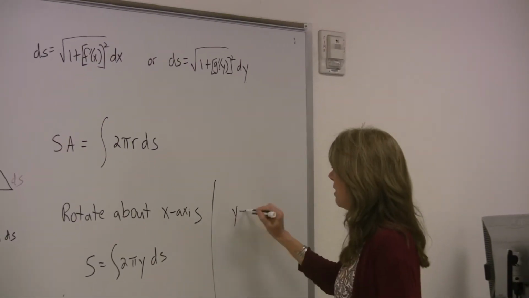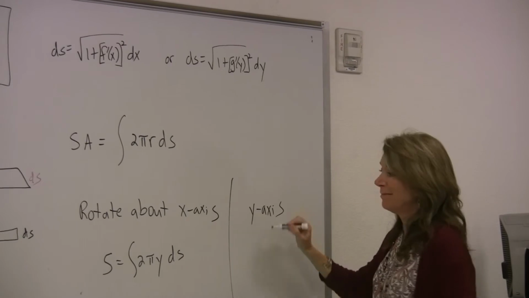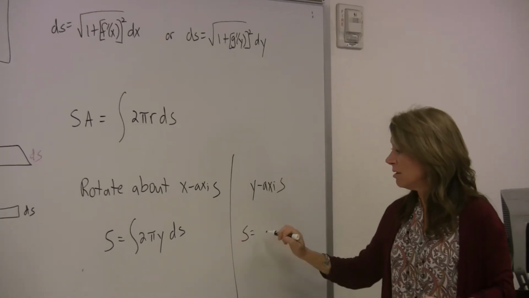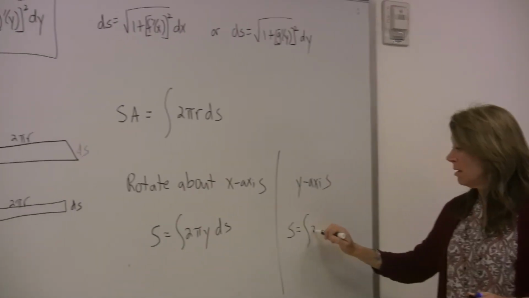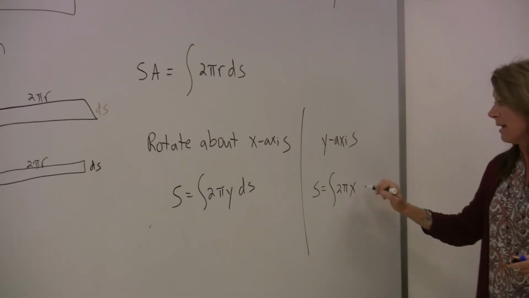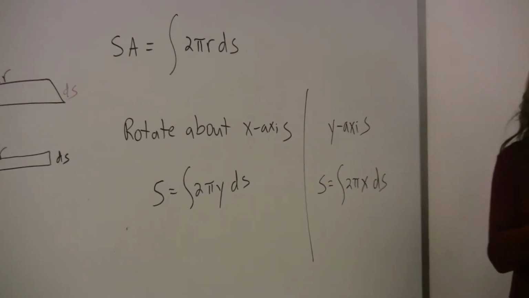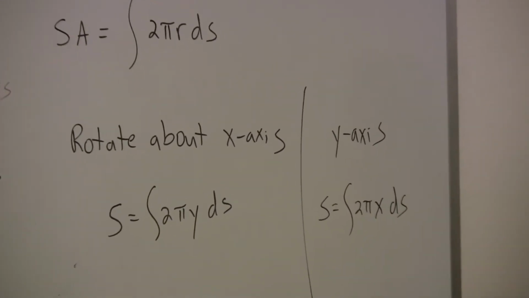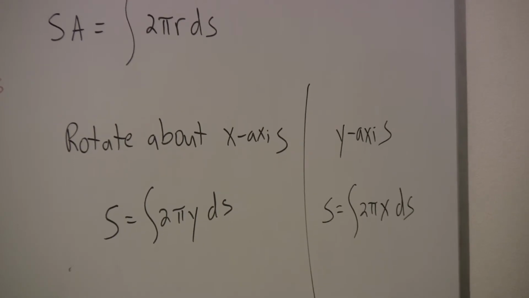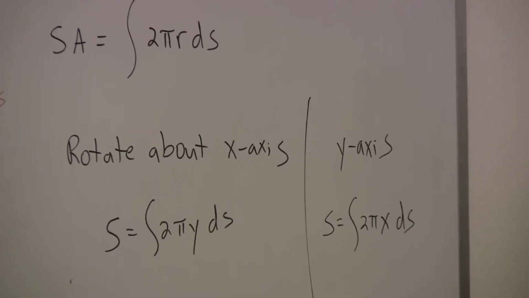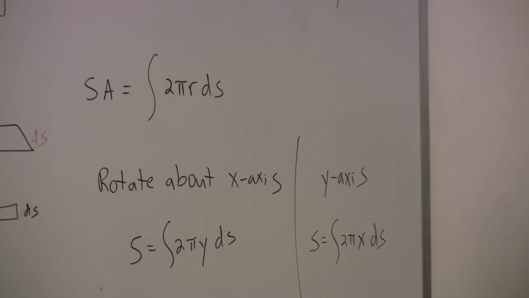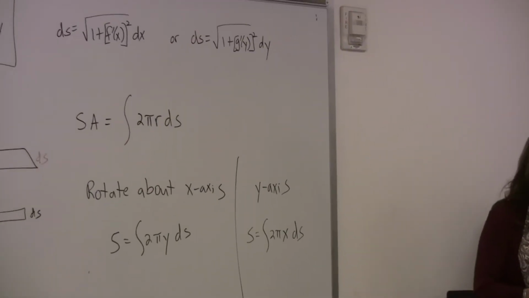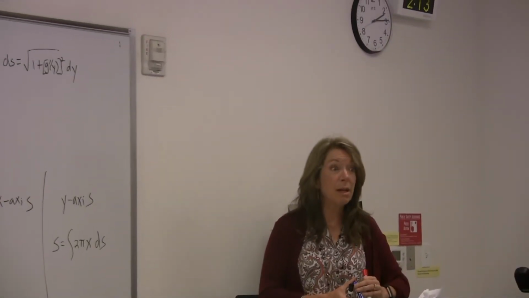If we're rotating about the y-axis, the only thing that changes is the radius is now x ds. And we're okay with that part? That's a little review from what we did way back when in chapter 6. Test coming up on chapter 6.